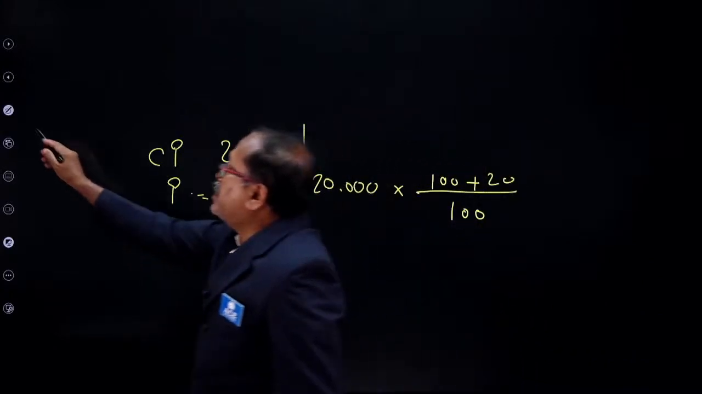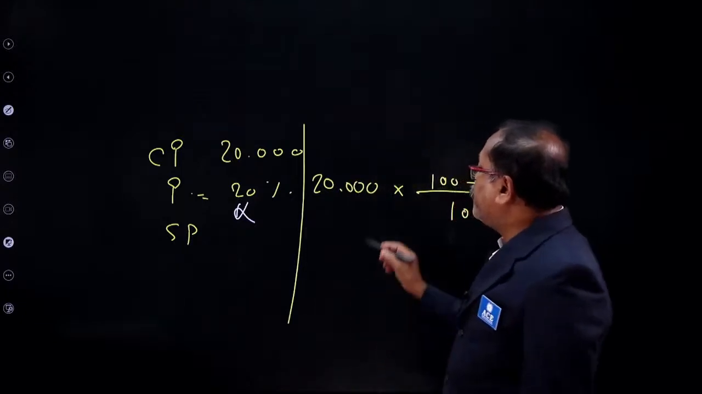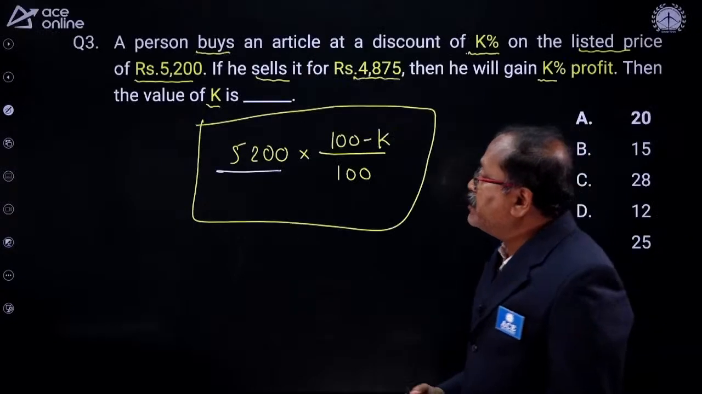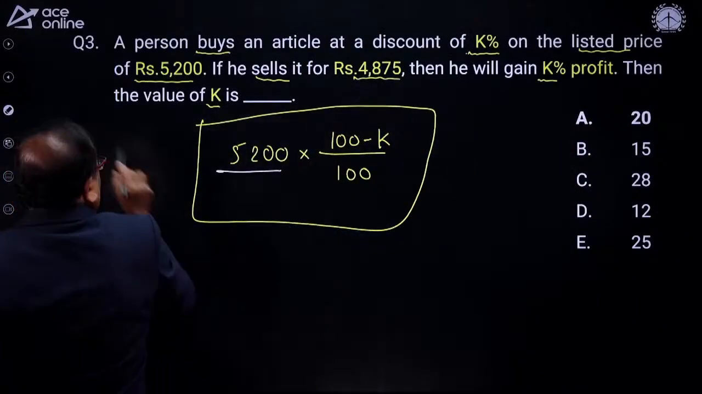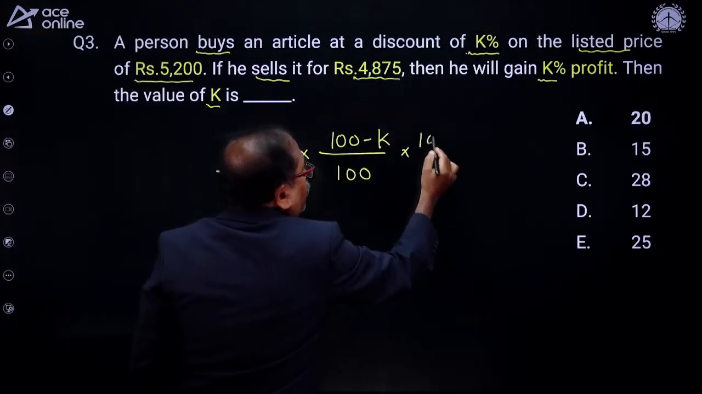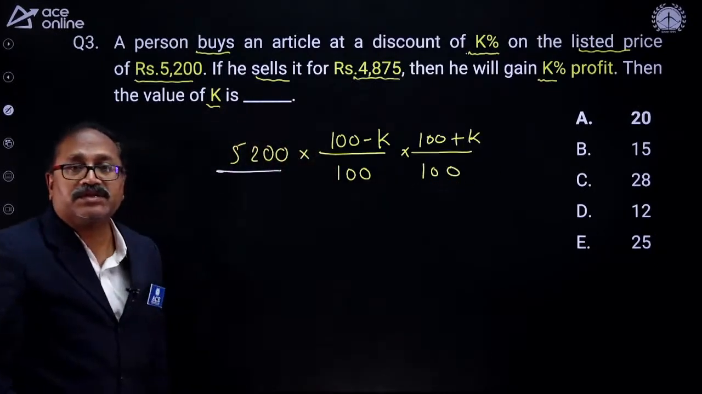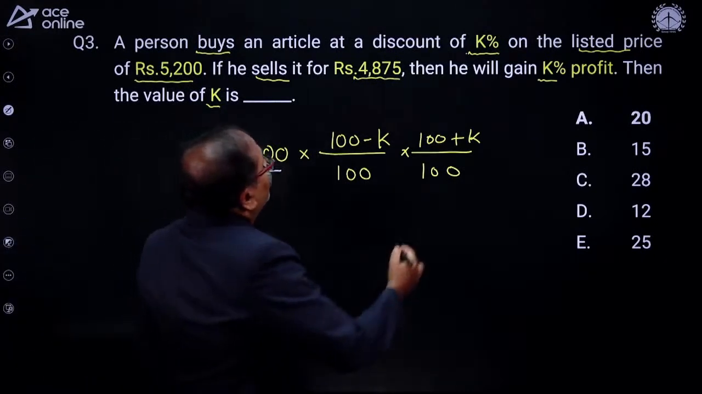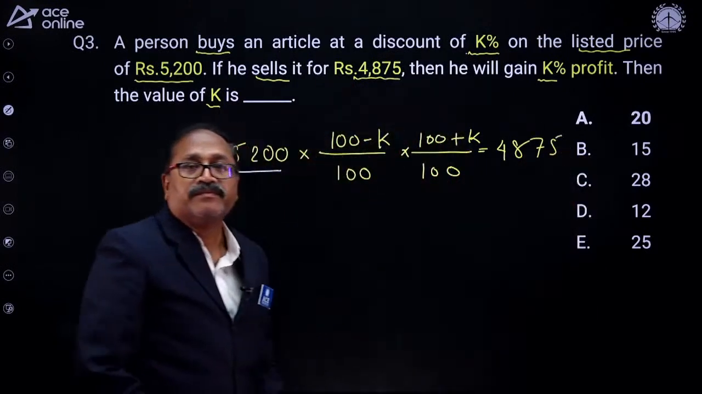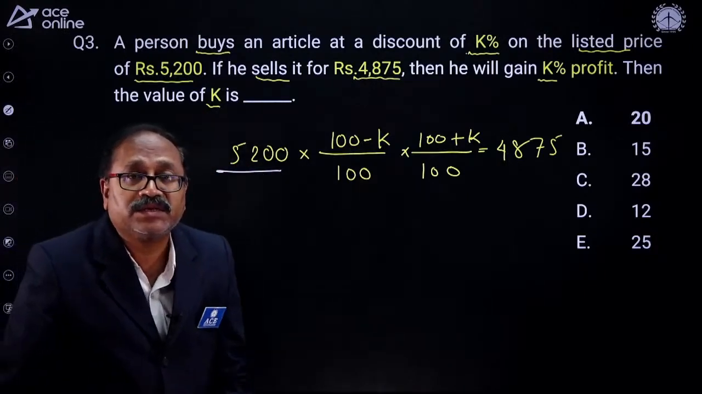So here in place of 20%, we have K% profit. If it is K% profit, how do you write this one? 100 plus K by 100. So do the same thing over here. Now the selling price will be 100 plus K by 100. This is what the selling price is, which is equal to 4,875. Now by solving this equation, you get the K value. That is what K is asked.